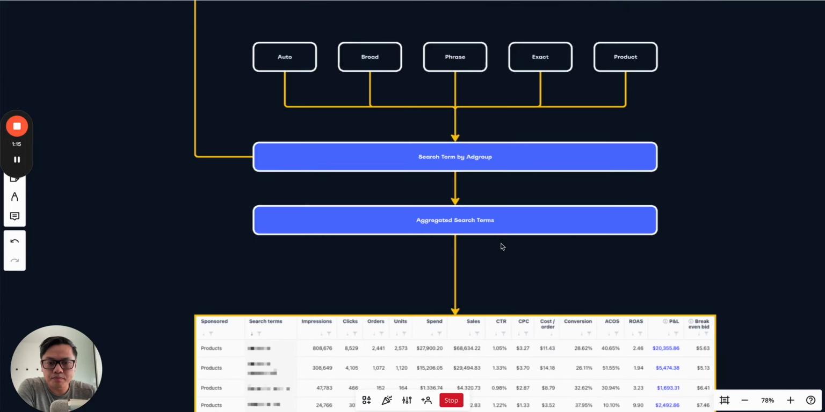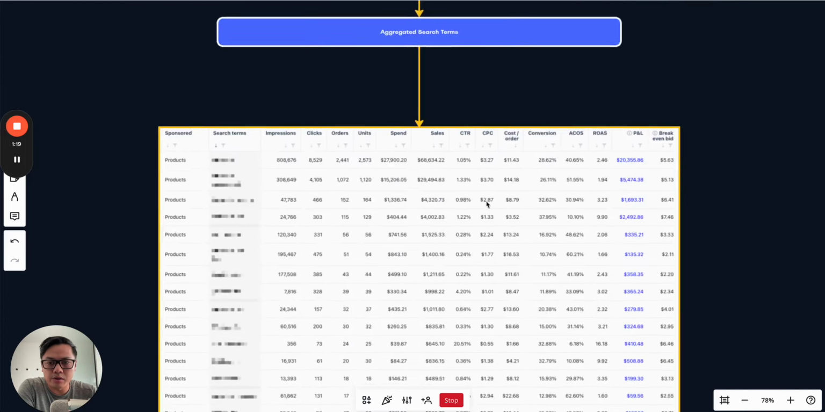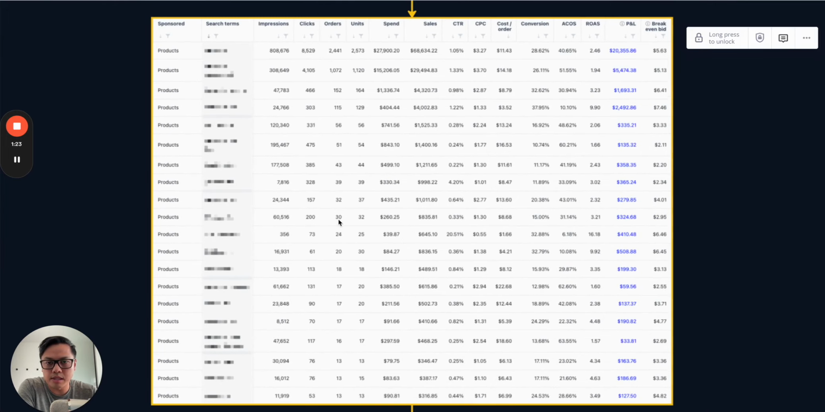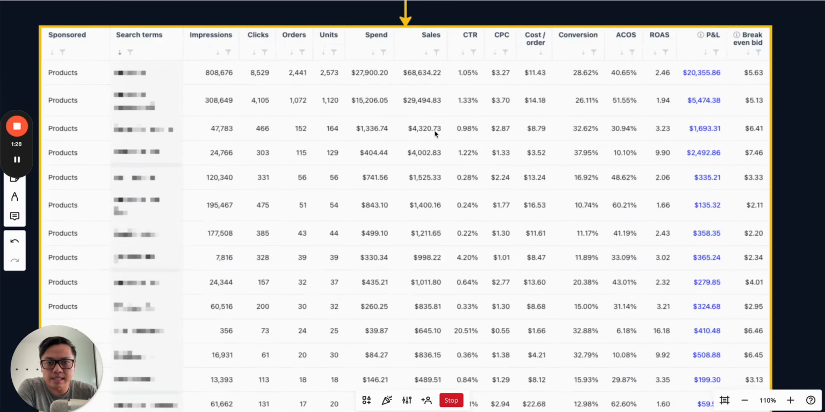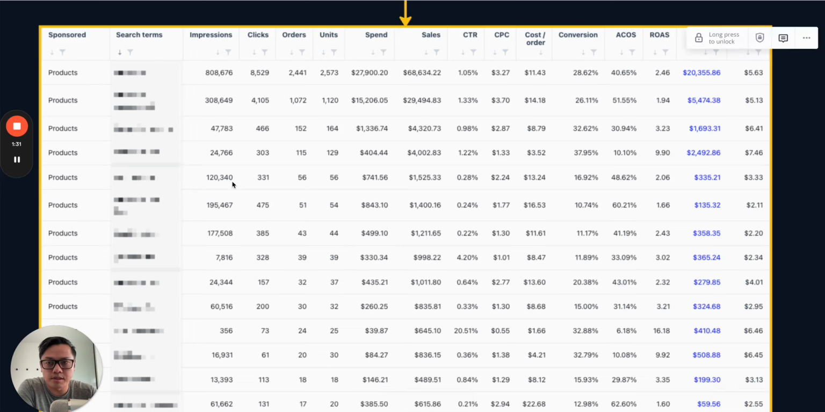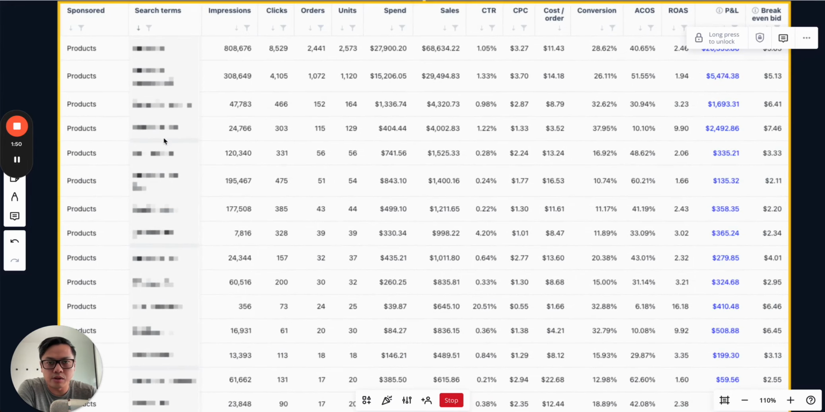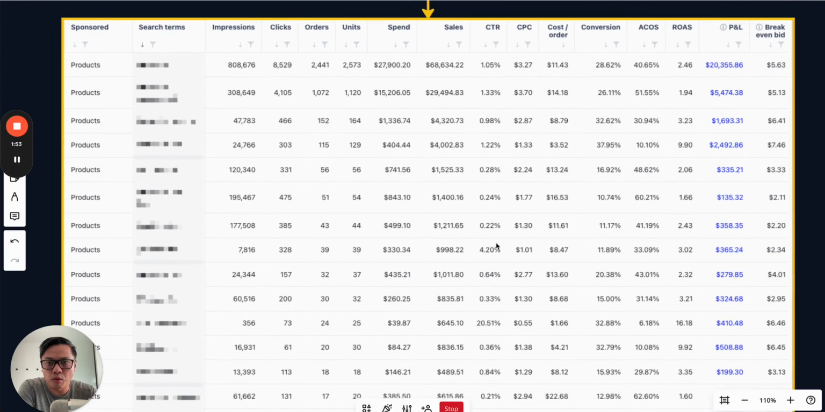After you aggregate all the data, you'll get a spreadsheet that looks similar to this. This one in particular is from Scale Insights. However, you get the exact same information in terms of the KPIs: impressions, clicks, orders, units, sales and spend, and then you have your calculated KPIs. I believe they only show CTR, CPC, COS, and ROAS, while this one does show conversion rate, but generally you have all the data here to be able to perform search term analysis.